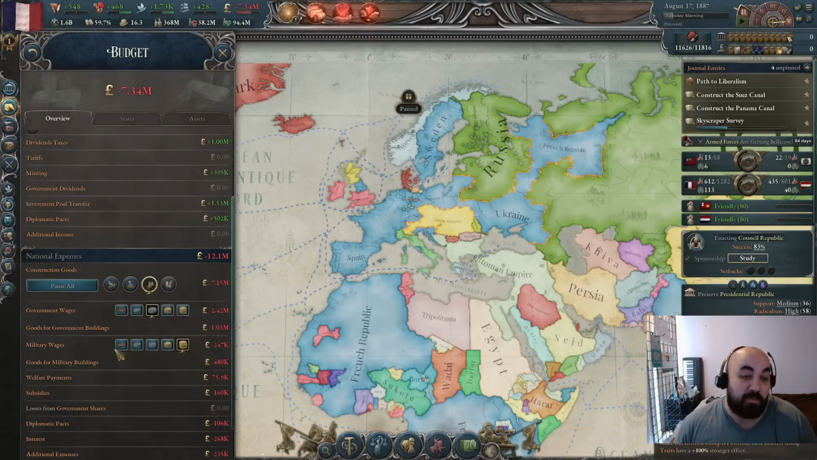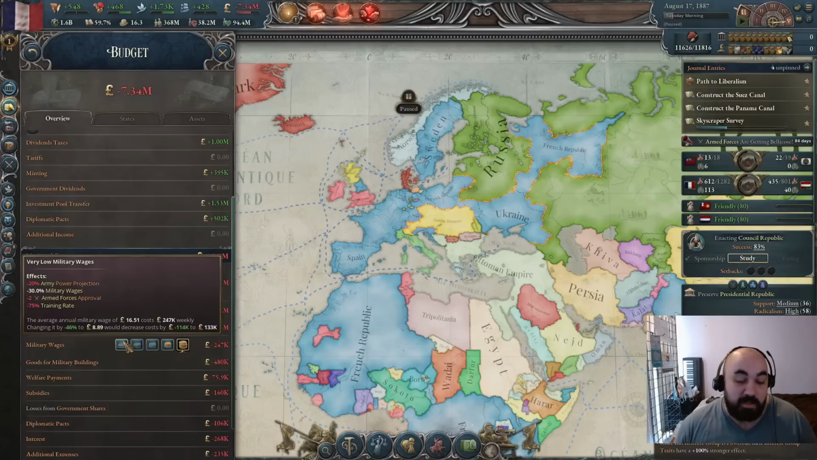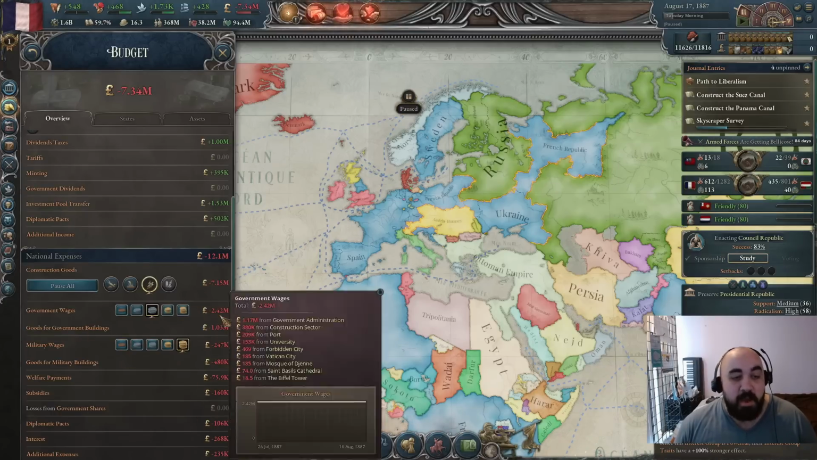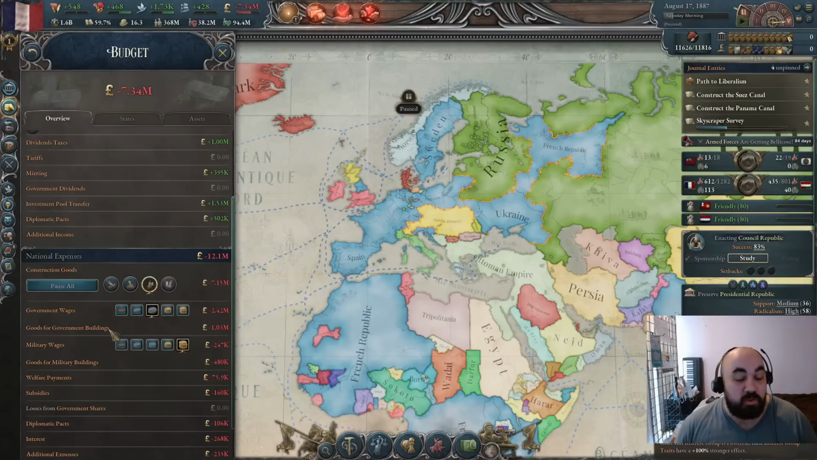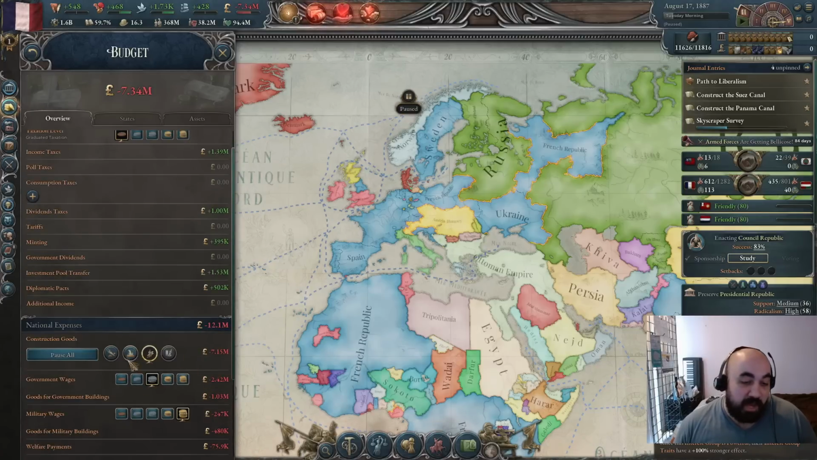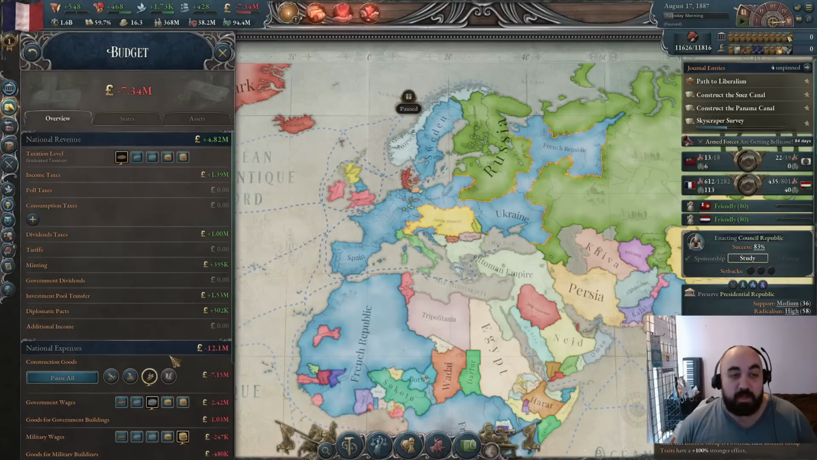If you are trying to get someone to not back down, you could, I suppose, lower military wages temporarily and do this sort of massaging thing, but for the most part, I think this is usually the setup I go with: government wages, and that's kind of what we're going to be talking about with them today.